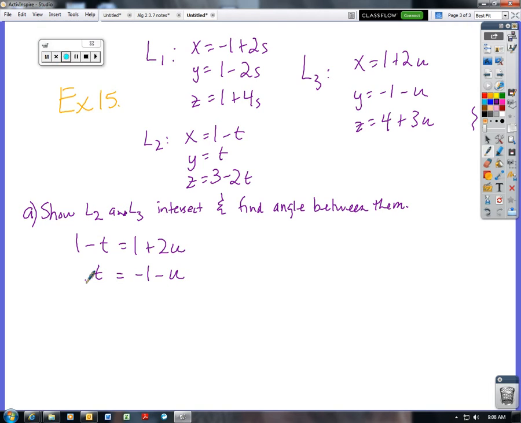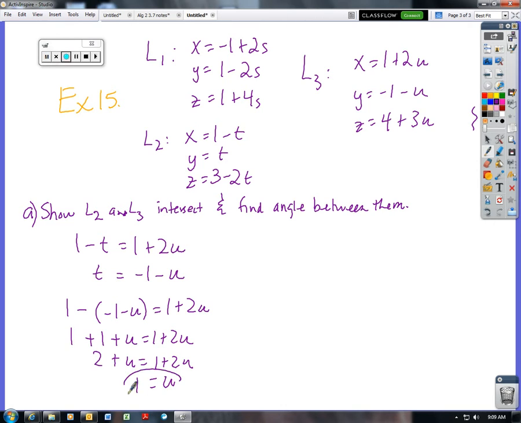I'm going to use substitution because I've got t solved. So I'm going to do 1 minus, replacing t with -1 minus u. Now they're all in terms of u, and we can solve. So that's going to be +1 plus u equals 1 plus 2u. 1 plus 1 is 2. Let's subtract u. Let's subtract 1, and we get u equals 1. So then for t, we can go back up here, plug in 1 for u. That's going to be -2.